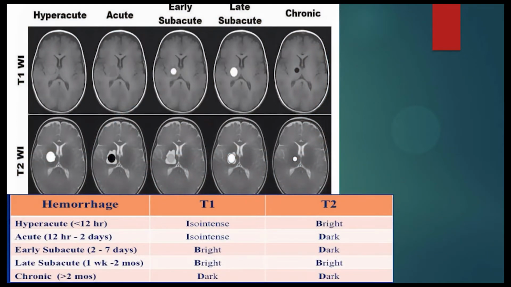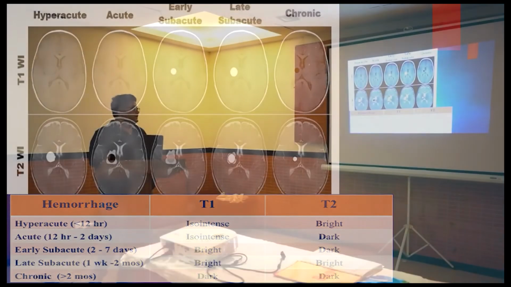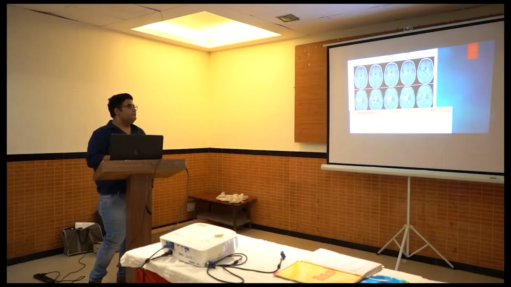For an acute hemorrhage, for which the age is from 12 hours to 2 days, we will again have an isointense lesion on T1 weighted image, and the same will appear dark on T2 weighted image. The early subacute stage, when it is from 2 to 7 days, on T1 weighted image it will look brighter, and a bit darker on T2 weighted image.